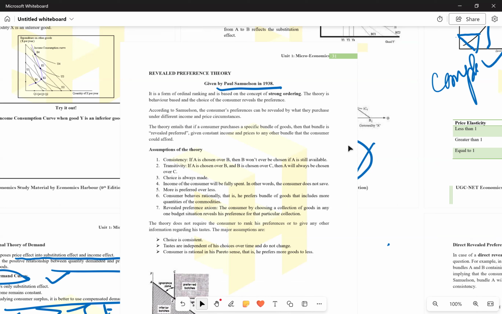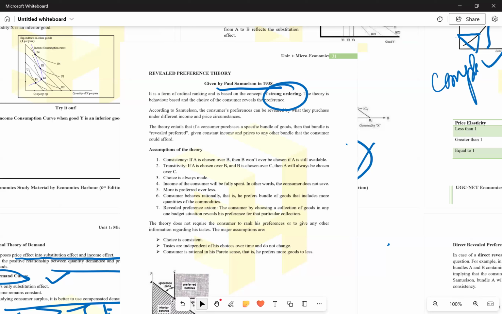That is why we say that this theory is based on strong ordering, because a consumer is very particular about what he has to choose. He will not be indifferent, because indifference curves are based on weak ordering, since a person can be indifferent between two bundles, right? But in the case of revealed preferences, your consumer will always make a choice, will always prefer, and his choice will determine his ranking of the goods or the bundles, right?